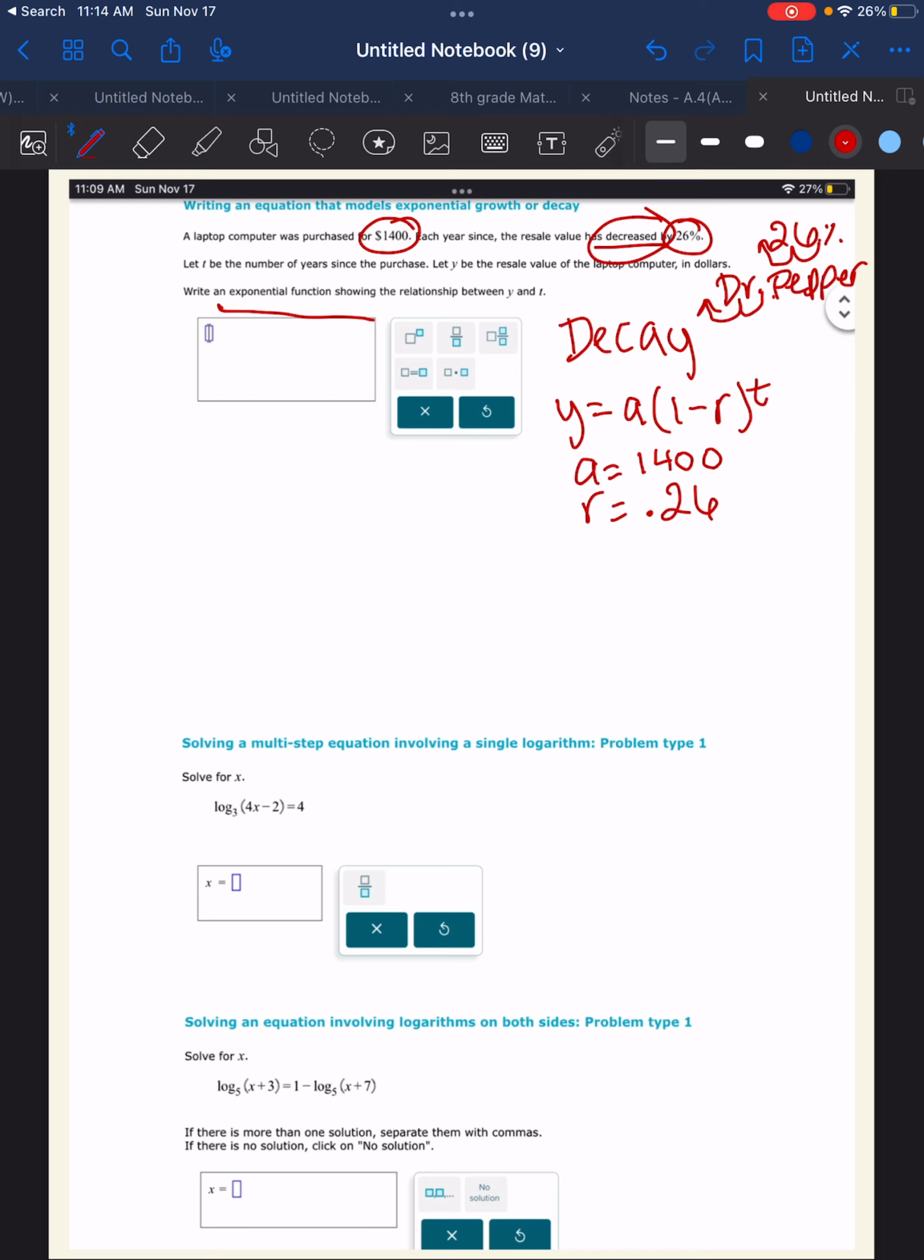So your equation is Y equals A, which is 1,400, times 1 minus R. What's R? 0.26, to the power of T. Well, what is 1 minus 0.26? This is your final answer.